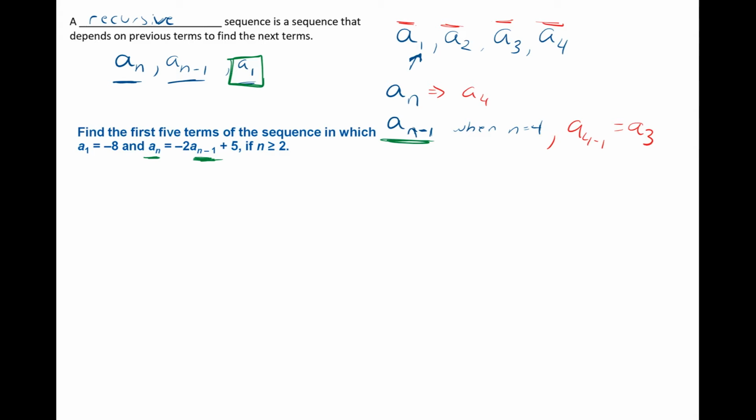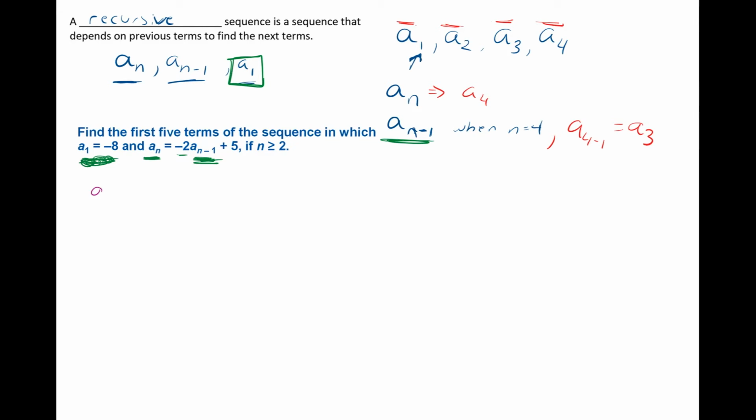That's what I mean when I say a sub n is a term and then a sub n minus 1 is the term before it. So in order to get the next term in your sequence, you have to multiply the term before it by negative 2 and then add 5. And then you also have to know where to start. You always have this starting point for recursive sequences because you have to know what your first term is to figure out the next.